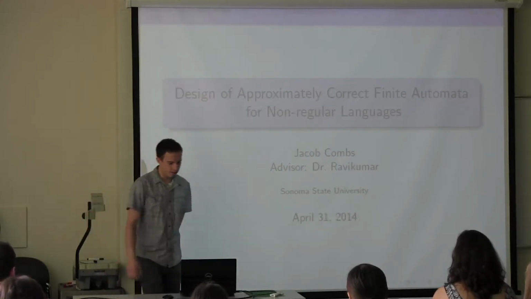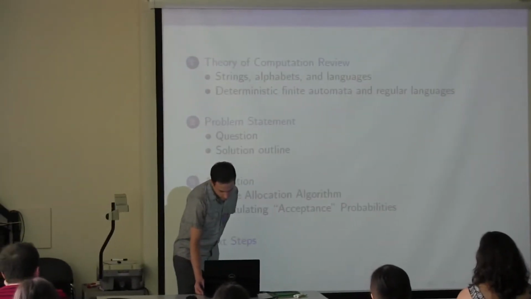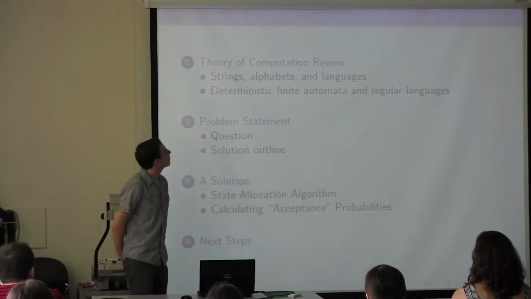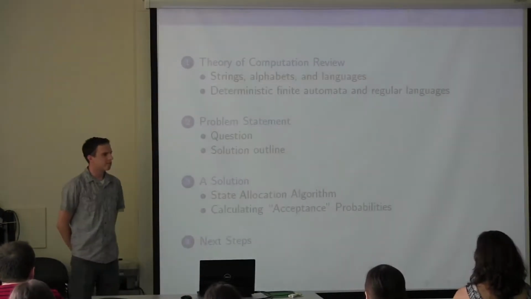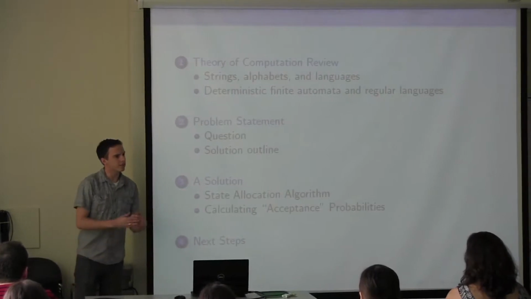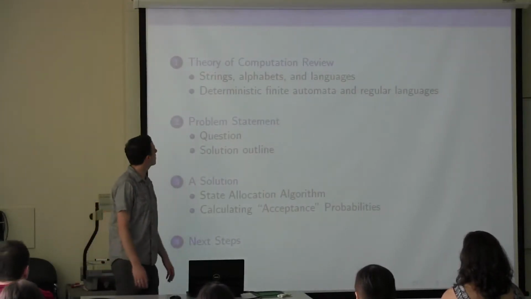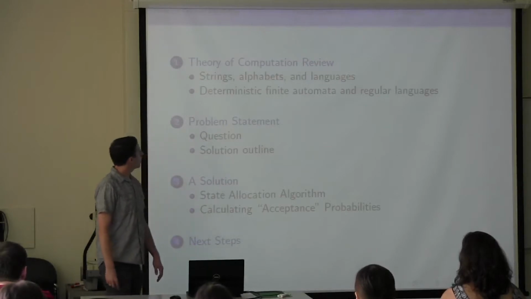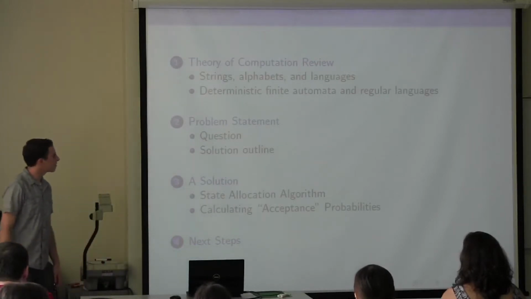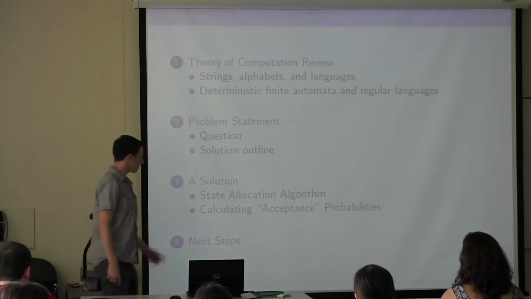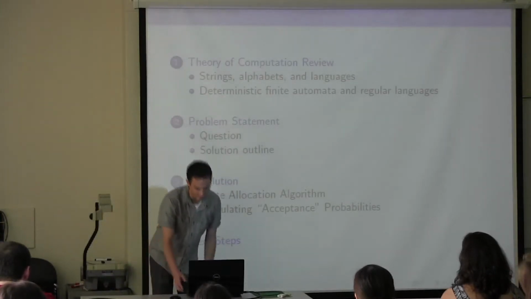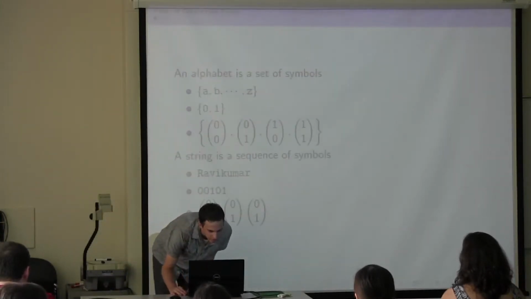I'm going to spend a little bit of time with theory of computation review, because for some reason that's one of the courses, at least in my cohort, put off to the last minute. So some of you in here may not have taken it. So we'll talk a little bit about the terms I'll be using. I'll give a hopefully nice, concise statement of the problem, an outline of a solution, and we'll talk about next steps. So, theory of computation review.